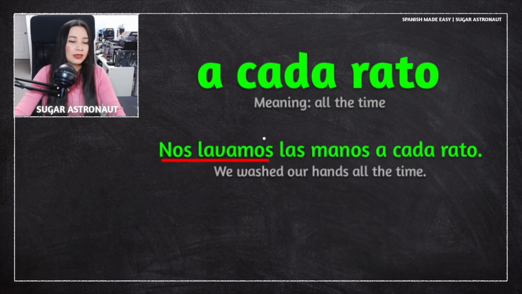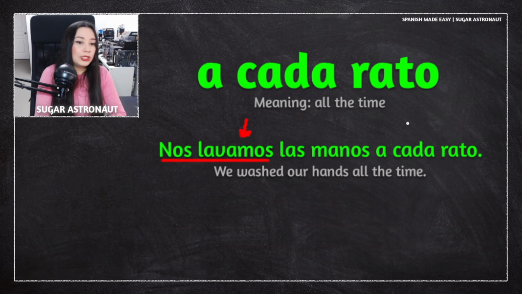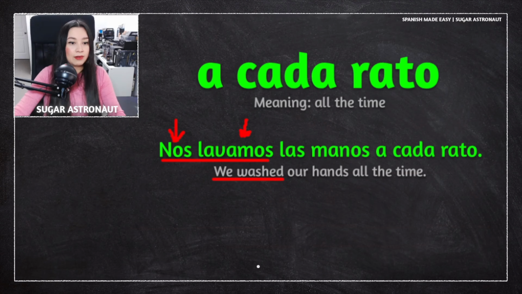Nos lavamos. Remember, this is similar to saying nosotros nos lavamos. Lavar is a verb that means to wash, or when you say lavarse, that's a reflexive verb that means to wash oneself. So, nos lavamos means we washed. Nos is a pronoun, we need this one right here. You don't need to say nosotros, you can drop that personal pronoun. That's fine. Nosotros means we.